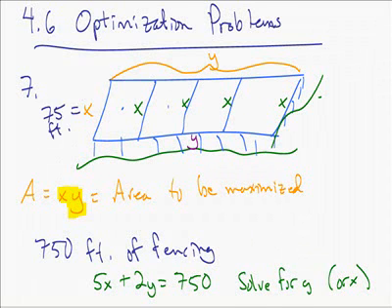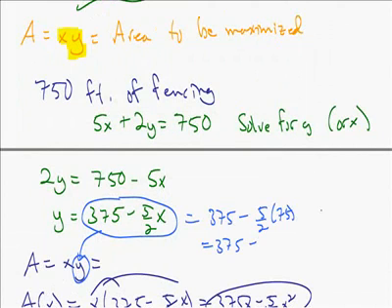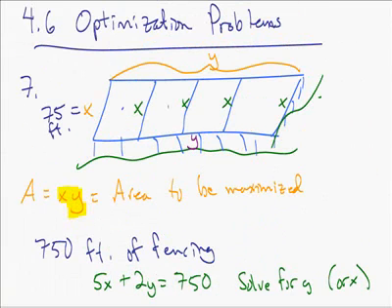What does y have to be? Well, it's easy to figure out. y is equal to 375 minus 5 halves x. So y is equal to 375 minus 5 halves times 75, which is 375 minus 187.5, which is half of 375, so it leaves us with 187.5 feet as well. That's the length of the longer side of our rectangular pen, 187.5 feet.